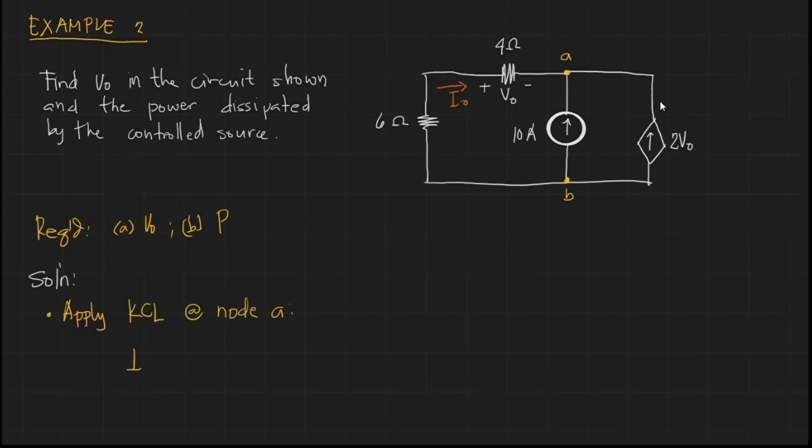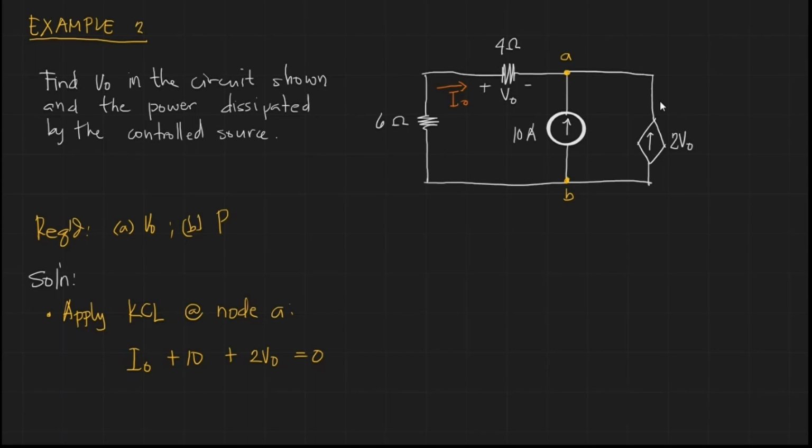Bakit KCL ang pinili natin? Because we can observe that most of them are current sources. So meron kayong IO dito, and meron tayong 10 amps, and we have 2 VO. So we just have to use KCL. So lahat sila papasok, so lahat sila positive, and we equate that to 0. So yan ang ating first equation.